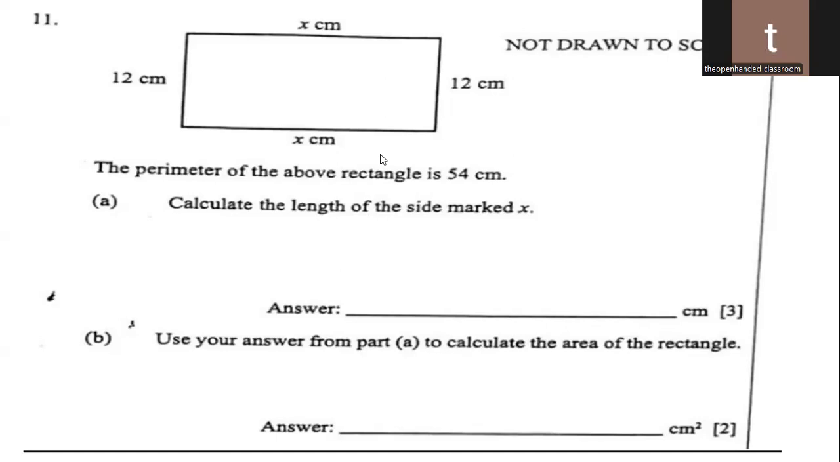Sorry, sir. So the perimeter of the above rectangle is 54 centimeters. And so what we want to do is calculate the length of the side marked X. Oh, this is interesting. All right, we want the length of the side marked X. Does anyone have an idea of how to do it? Where's Olivia? Do you have an idea of how to get the length of side X?